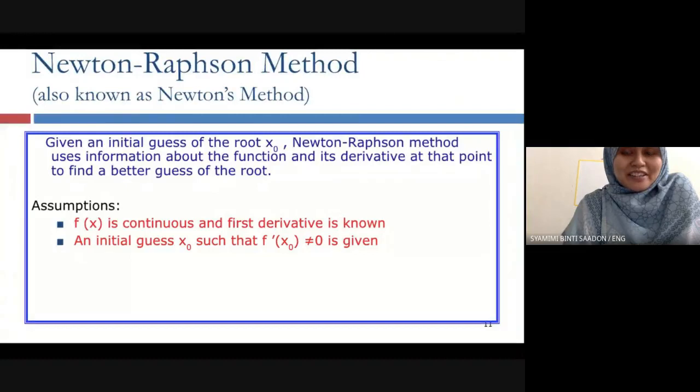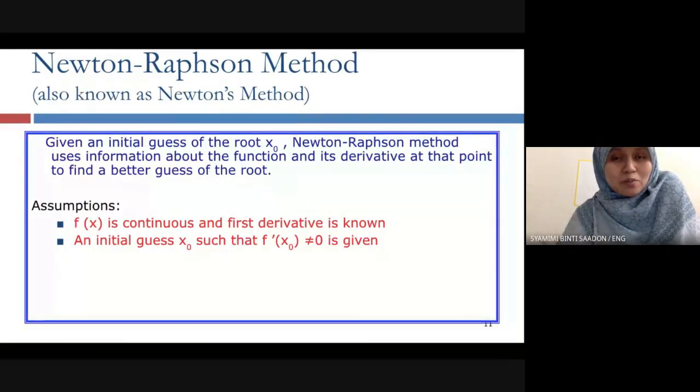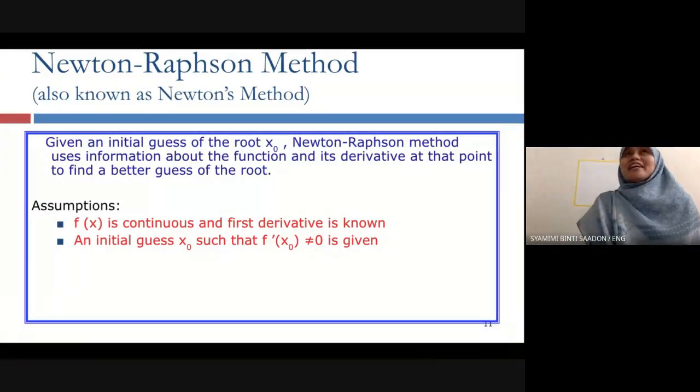So the second one is the Newton-Raphson method, also known as Newton's method. Given an initial guess of the root x0, an initial value of x, the Newton-Raphson method uses information about the function and its derivative at that point to find a better guess of the root. So basically we have to apply the derivative.